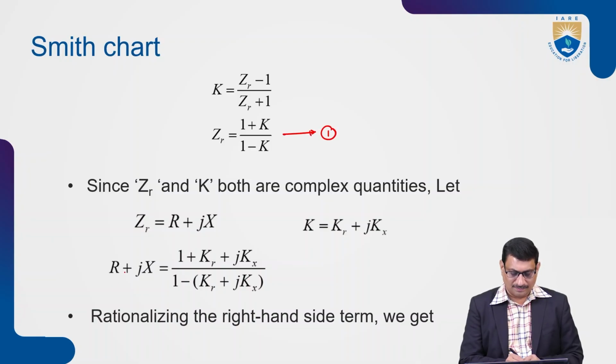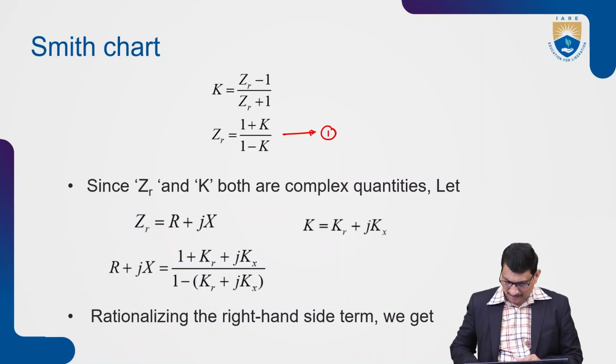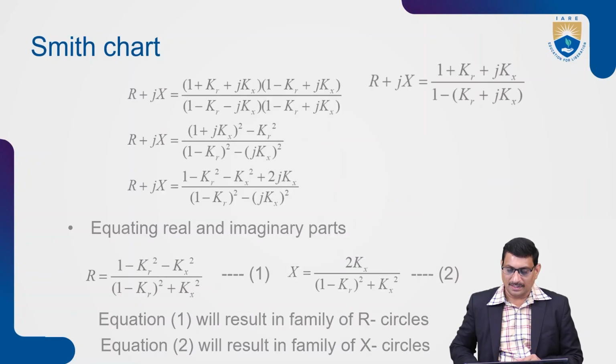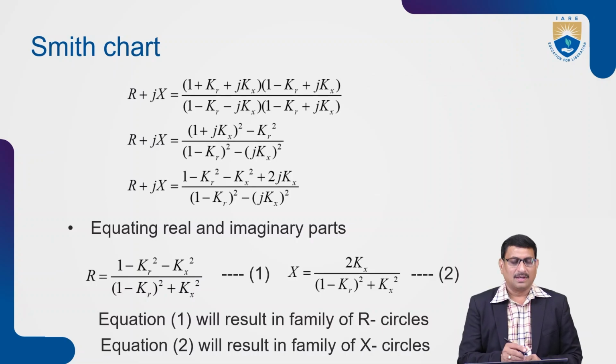I am substituting those two complex constants in the above expression, and I am getting r plus jx equal to this, and we equate the real and imaginary parts on both sides of this equation. I am rationalizing the right hand side term. By rationalizing, I multiply by 1 minus kr plus jkx divided by 1 minus kr plus jkx.